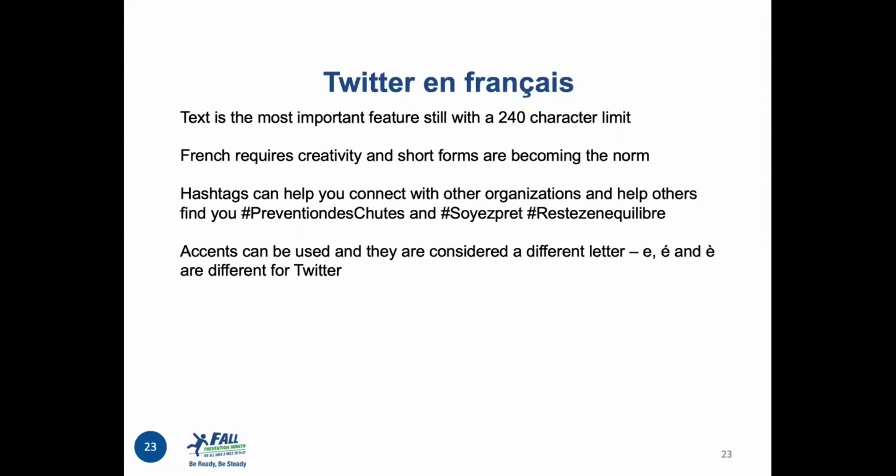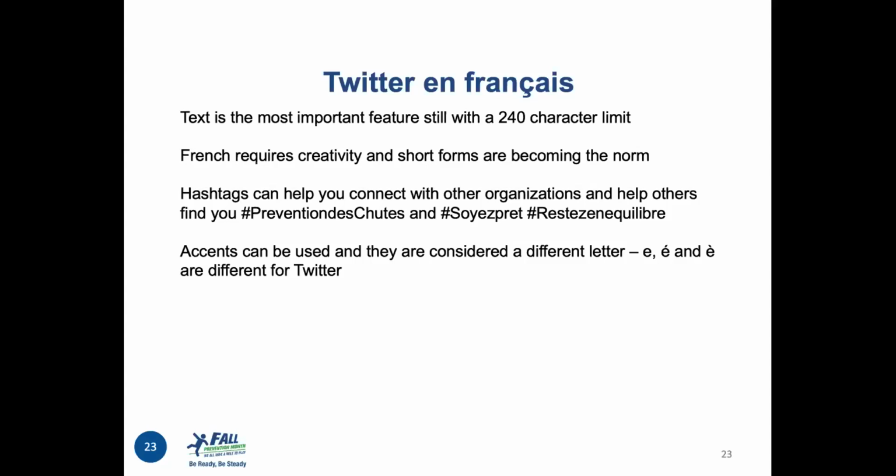And then hashtags, another way to help organizations find you. With Twitter in French, we actually have 3. The reason we have 3 is because Be Ready, Be Steady is under a certain limit, whereas if we put Soyez prêts and restez en équilibre as one hashtag, it would be too long for Twitter. So we've actually split them up here, and I'm going to talk about how you can use those too.